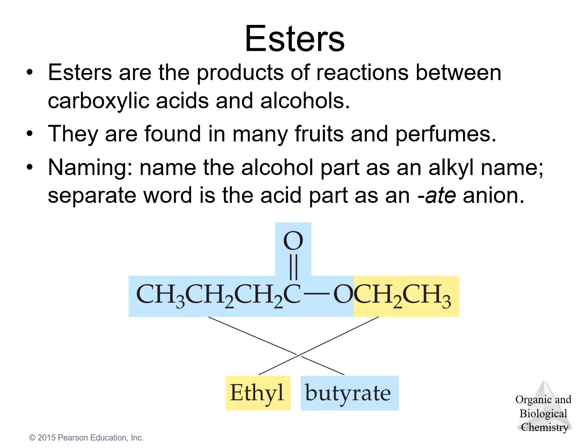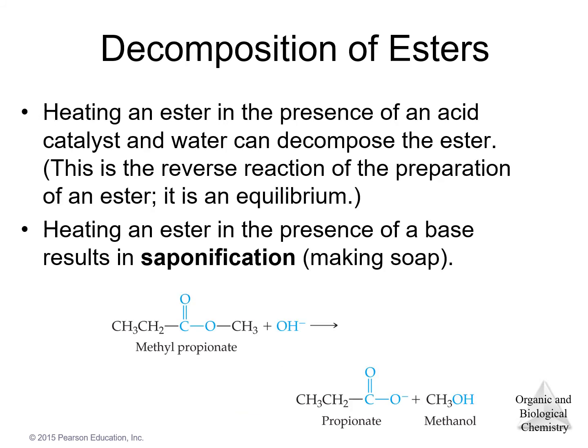Then we have esters. They are the products of the reactions between carboxylic acids and alcohols. Now, these are found in fruits and perfumes. Now, you name the alcohol part of it, and then it's an alcohol name, and then it has ATE at the end. So, ethyl butyrate, ATE at the end.